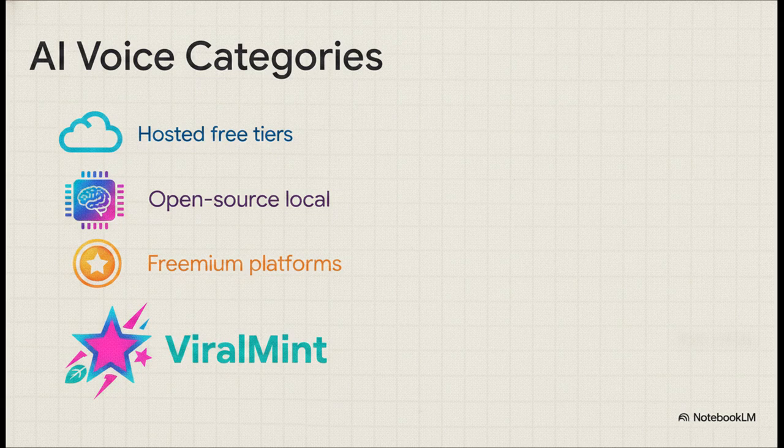First, you have perpetually free hosted tiers like OakGen and Google's Gemini TTS. Next, category 2. This is the holy grail for tech-savvy creators. These are fully open-source local models like Kokoro, Chatterbox, and F5 TTS. They cost nothing but your own compute power. Third, there are generous freemium platforms like Resemble AI, which actually offers voice cloning for free.